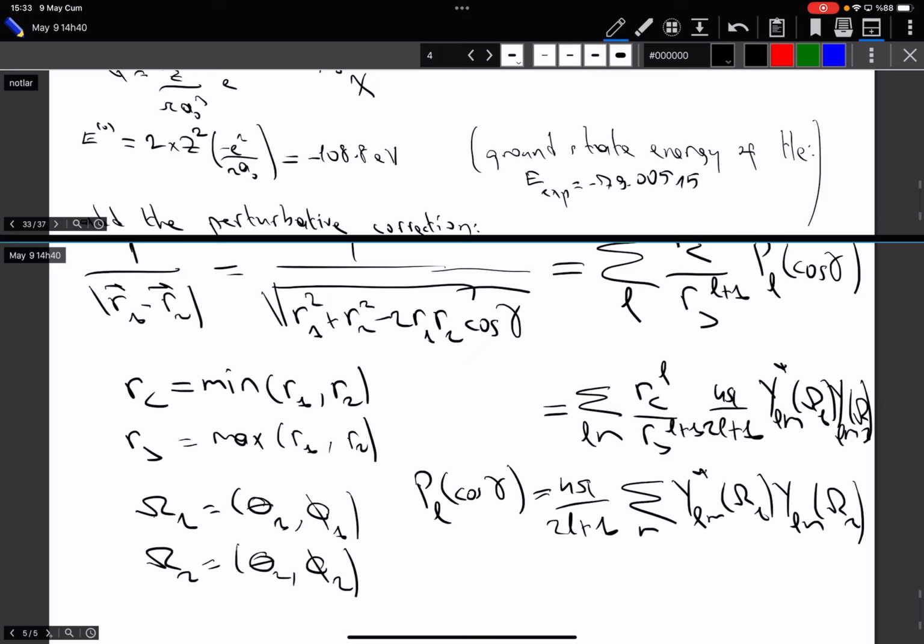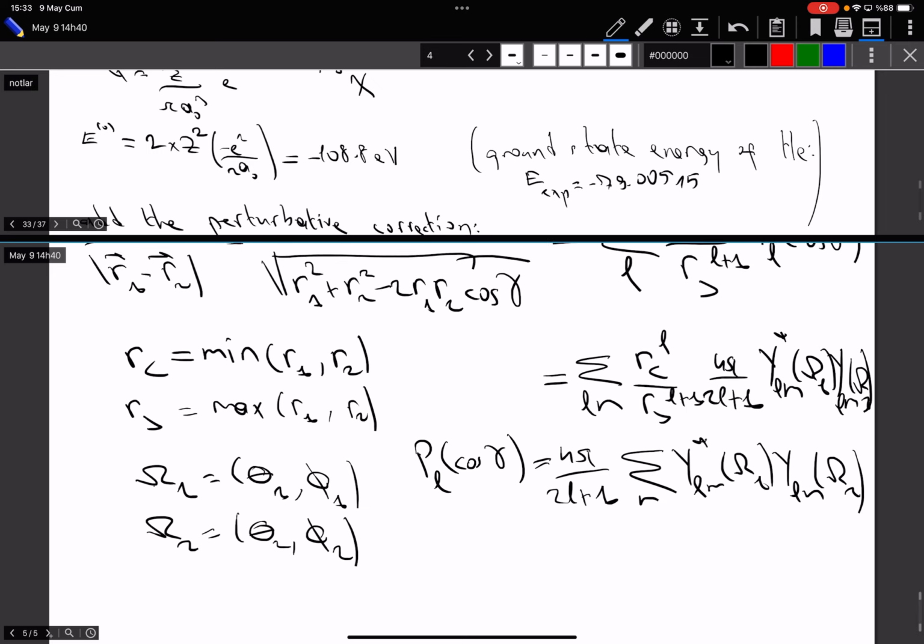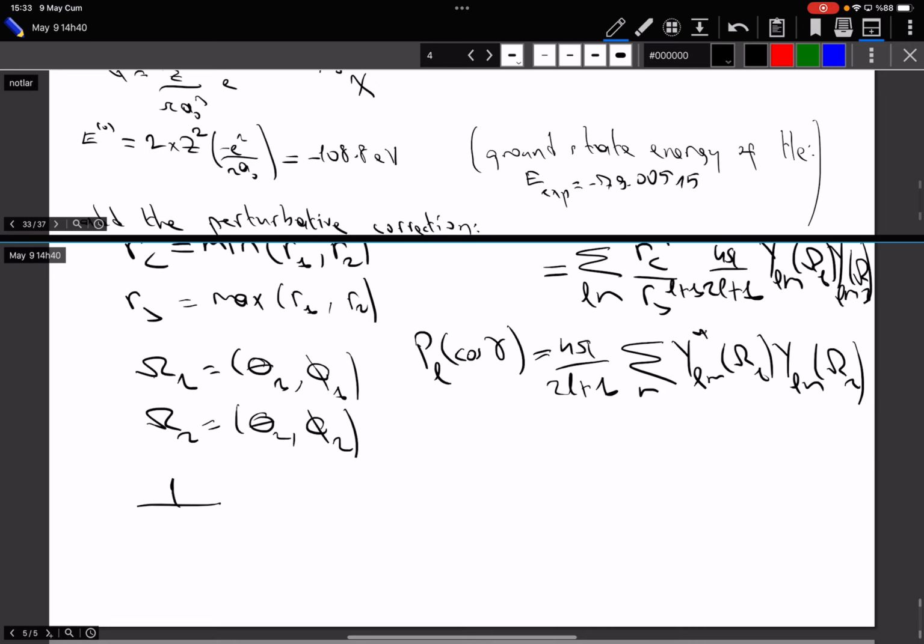The Y_Lms are a complete set. So since P_L of cosine gamma is a function of theta 2 and phi 2, I can expand P_L of cosine gamma in terms of Y_Lm of omega 2. That exists. What are the coefficients? Well, that's a different problem, but the coefficients will depend on theta 1 and phi 1, which turns out to be also spherical harmonics. Well, the way to prove this, effectively we have this identity.